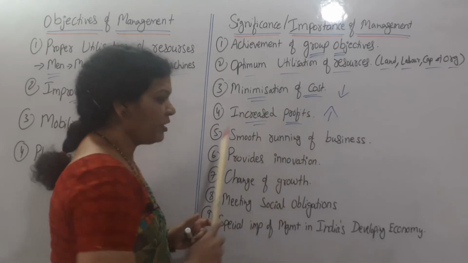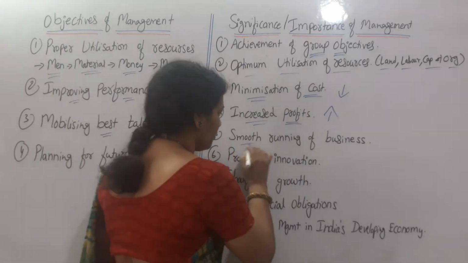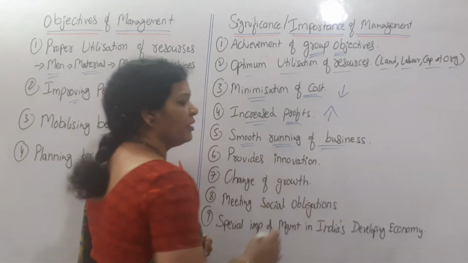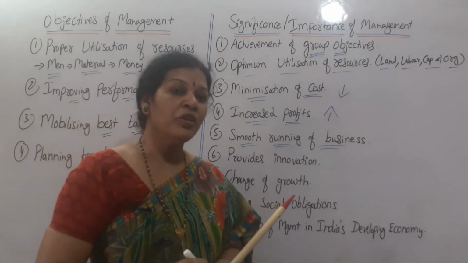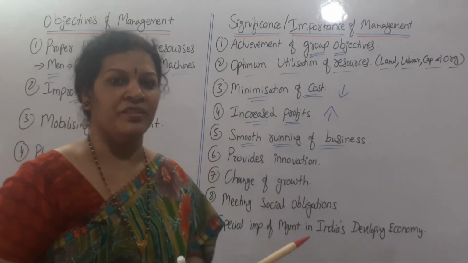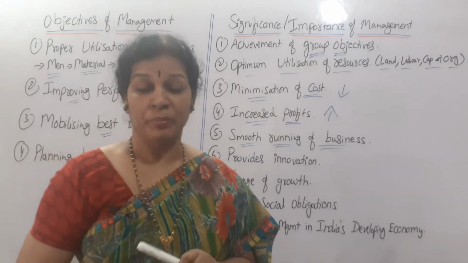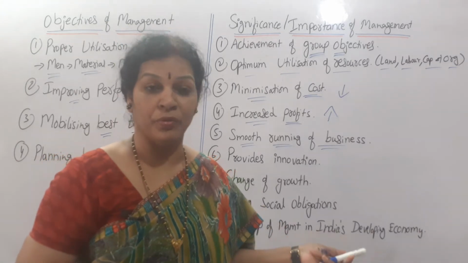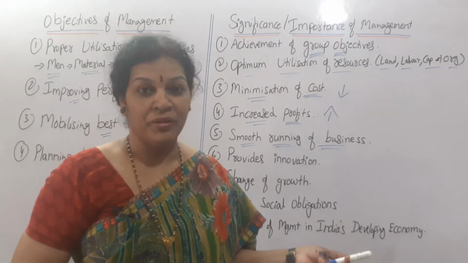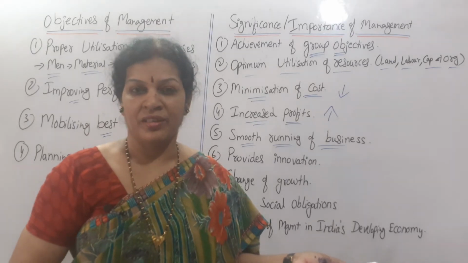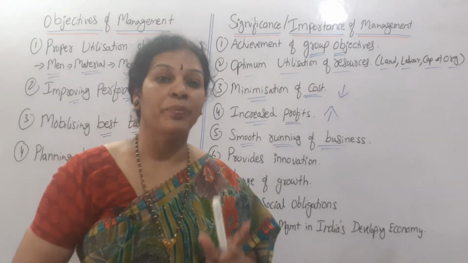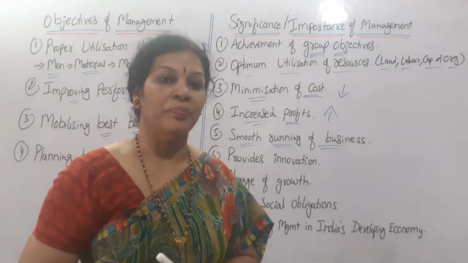Next one, smooth running of business. Always the organization has to run smoothly. There should not be any kind of disturbances. It may be from the money point of view, meaning capital is not sufficient, we need more money. From that point of view, or the employees, scarcity of skilled employees could be one problem.